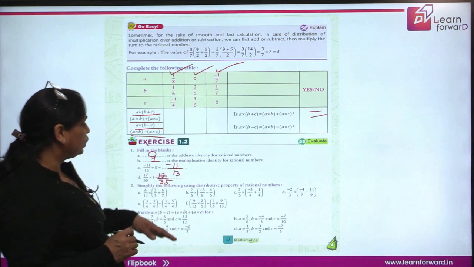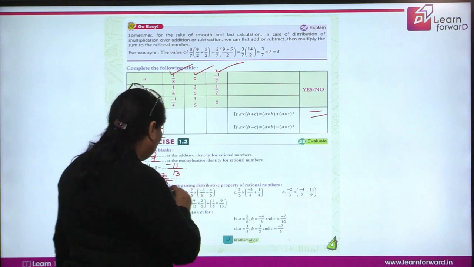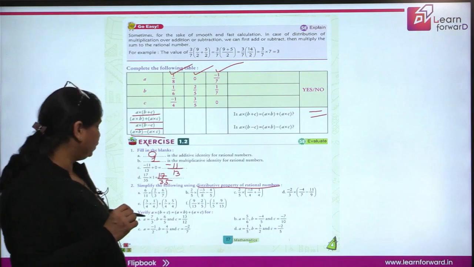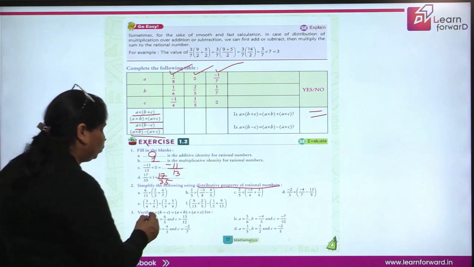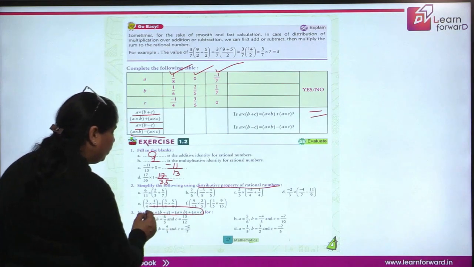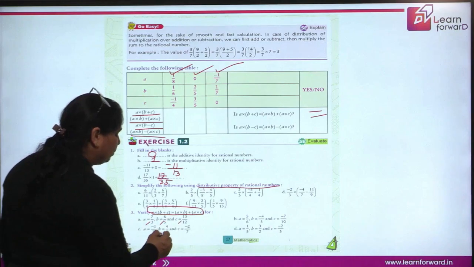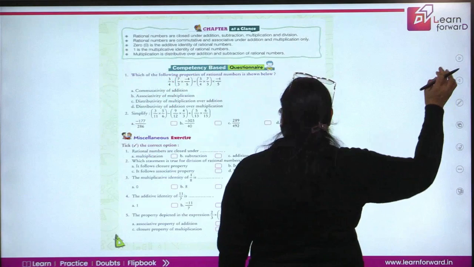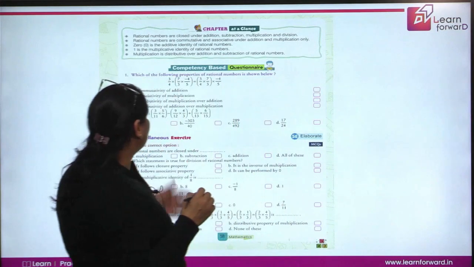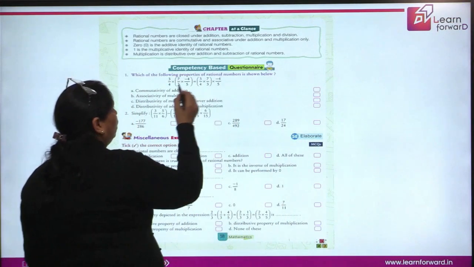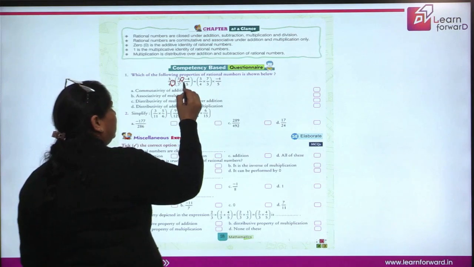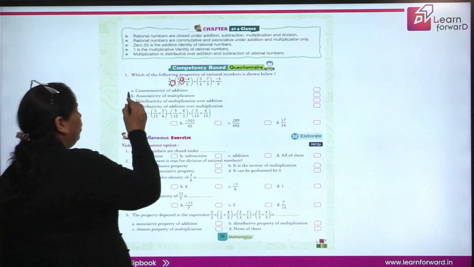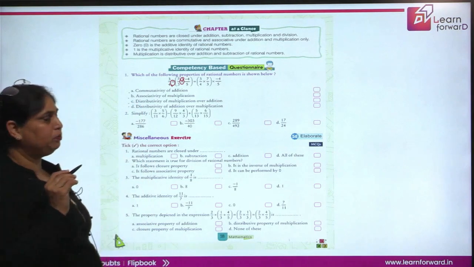There are some more questions for you. We have to solve these using the distributive property of rational numbers and verify whether this is true or not. For these three rational numbers, again, 4 parts are given to you. Competency based question, which of the following is shown here. This is multiplication, this is multiplication here. You can judge it. You have to complete it. 1, 2, 3, 4. MCQ question.